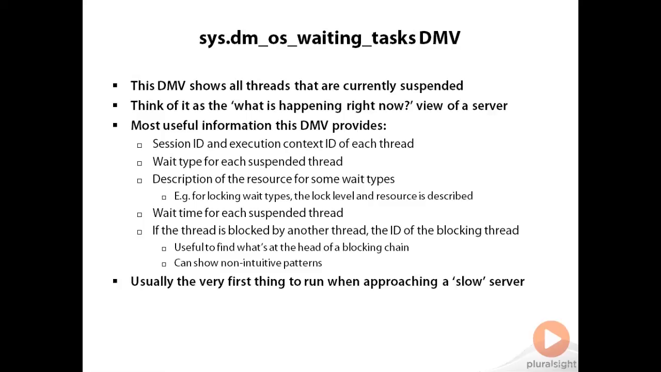So as I mentioned, this is probably the first DMV that you're going to run when you walk up to a slow server, because it's going to show us what's happening right now, what threads are waiting and what are they waiting for. Now, as with many DMVs, just looking at the output of this DMV isn't incredibly useful until you start joining it with other DMVs. So commonly, this DMV is joined up with some of the sys.dm_exec DMVs, for instance, exec_requests and query plans and so on, to be able to say, well, I've got this thread that's suspended waiting for this type. Let's get the graphical query plan and see what this thread is actually doing. And I'm going to show you this in a demo.